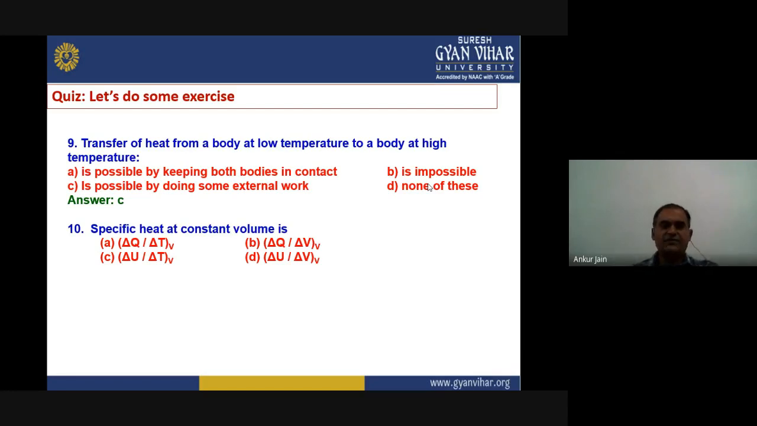And the last question for today is related to specific heat. Specific heat at constant volume is given by del Q upon del T at constant V, del Q upon del V at constant V, del U upon del T at constant V, and del U upon del V at constant V. So the definition of specific heat says answer A is the right answer. The change in heat for the unit change of temperature is given by the specific heat at constant volume, and that is true for the unit mass of the system.